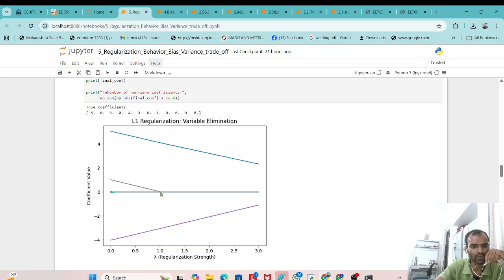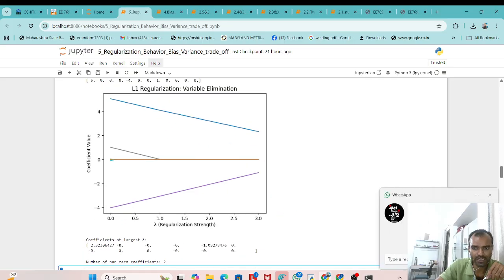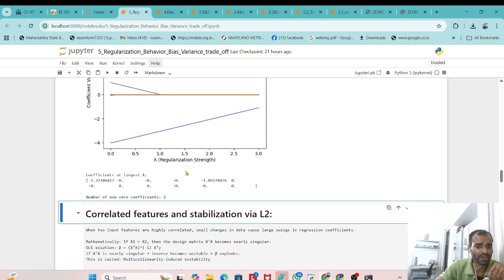right? So regularization strength we have kept up to the 3, it converges here, right? It is converging, and here it is getting 0. So the variable is completely eliminated here. So the number of non-zero coefficients is 2.